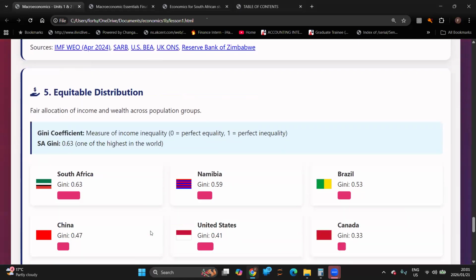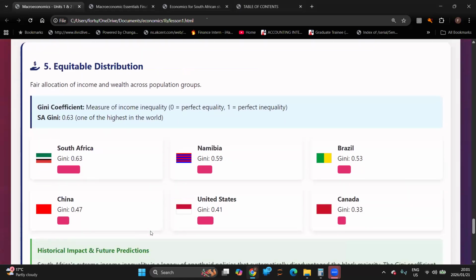All right, then lastly, we have equitable distribution of income and wealth. So we talked about the situation where, when individuals are producing within a particular economy, in some instances it creates inequalities due to the free market systems, where demand and supply, in some instances, does not afford a perfect distribution of income and wealth. So in such a situation, you'd want to have a fair allocation of income and wealth across all population groups in South Africa.